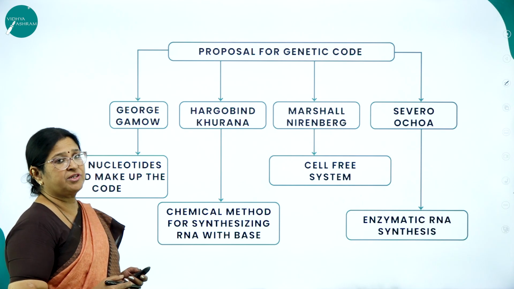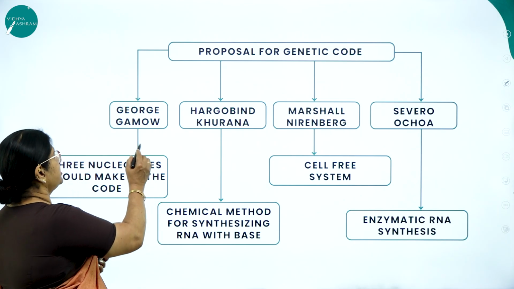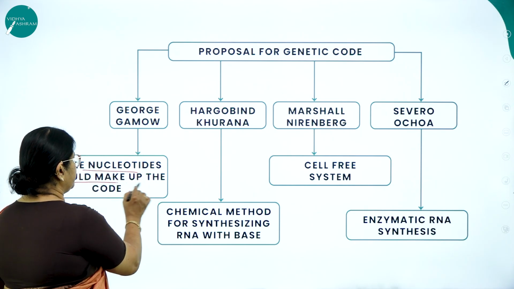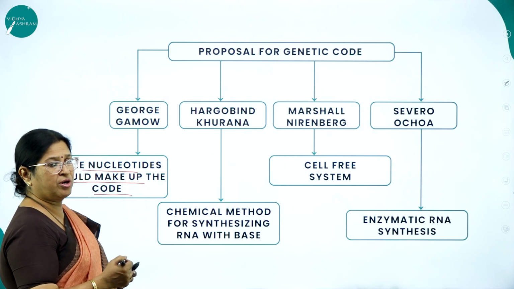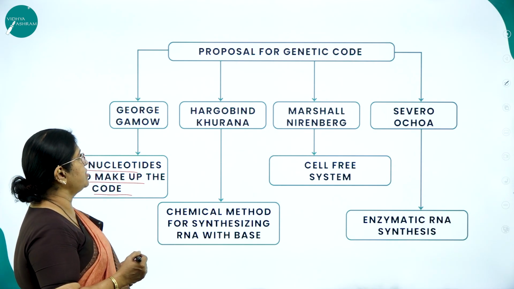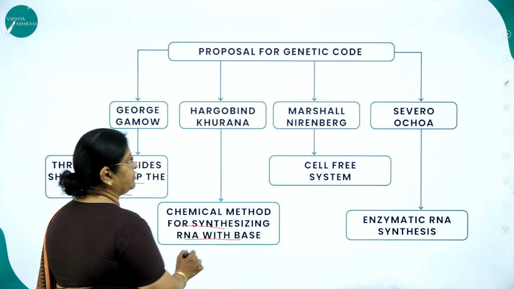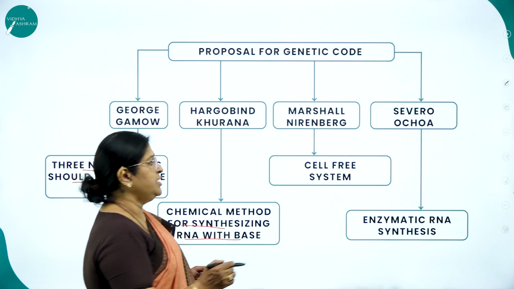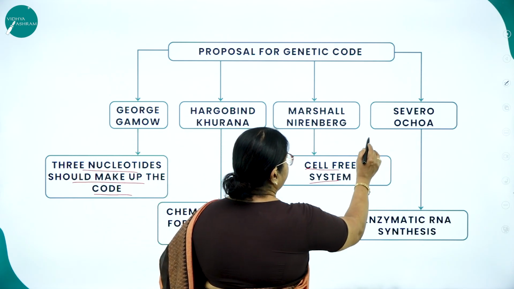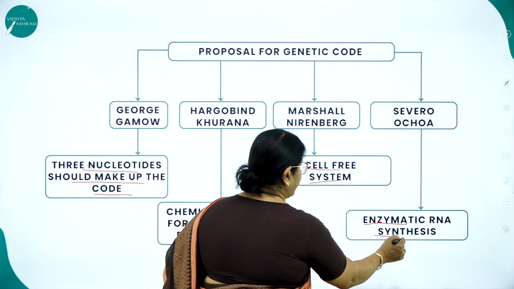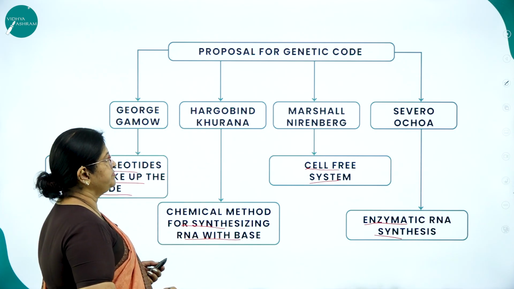Then the proposal for the genetic code. George Gamow put across that 3 nucleotides should make up the code, that is, the triplet codon system was introduced by George Gamow. Har Gobind Khorana, chemical method for synthesizing RNA with base. Marshall Nirenberg, cell-free system. Then Severo Ochoa, enzymatic RNA synthesis.